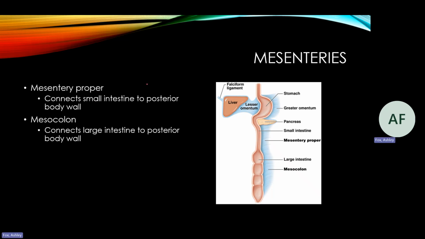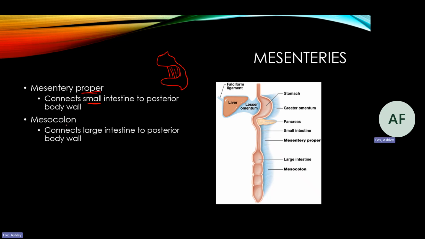Then we have our mesenteries, which I mentioned before. So mesentery proper is going to be with the small intestine, and it attaches the small intestine to the posterior body wall, but also connects between all of the parts of the small intestine because it's not a straight tube that you see in this picture. It actually curls around and goes all over. So we have mesentery throughout.